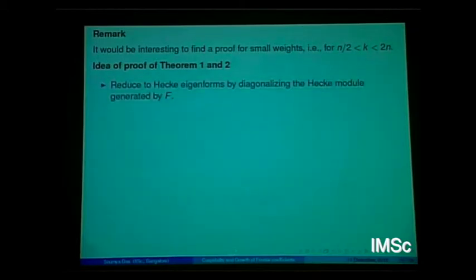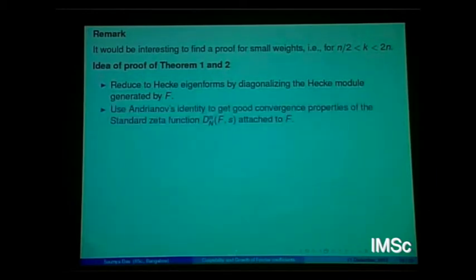So the first step is to reduce to eigenforms. One can do this by diagonalizing the Hecke module generated by your starting function, and then you use Andrianov's identity, which you will recall, to get good convergence properties of the standard zeta function attached to f.